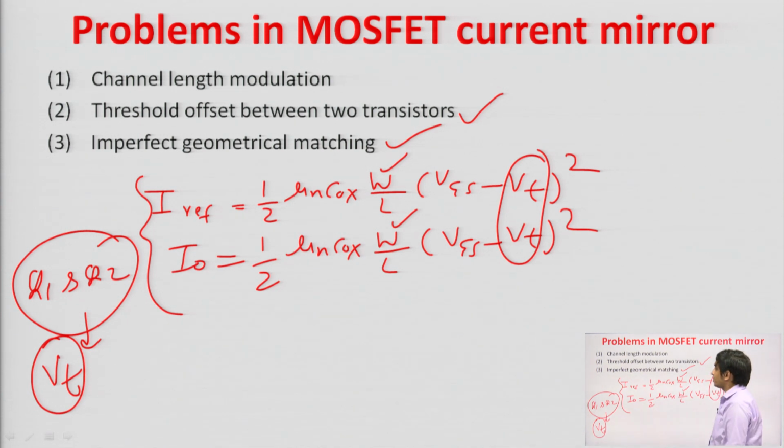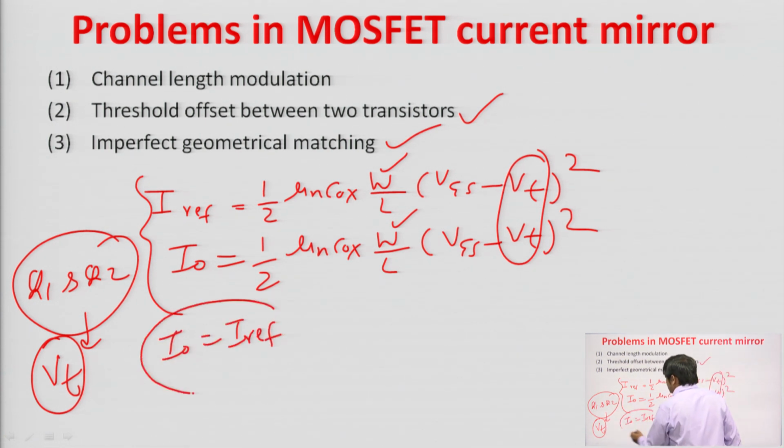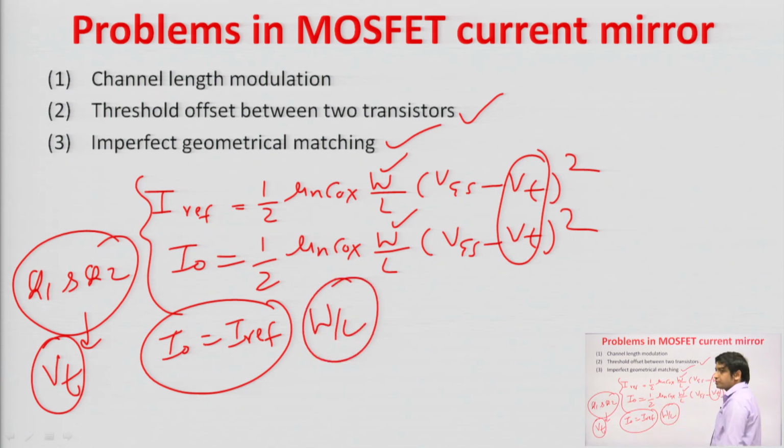The third one is imperfect geometrical matching. What is imperfect geometrical matching? We want I naught upon I reference, which means the W by L should be the same for Q1 and Q2. But due to various fabrication processes in the fabrication laboratory, like etching, photolithography, diffusion, oxidation, it may happen that W by L is not exactly the same for Q1 and Q2. If there is a slight variation in W by L in the fabrication, then there will be an error between the input current and output current. So, these are some issues with the basic current mirror using MOSFET.